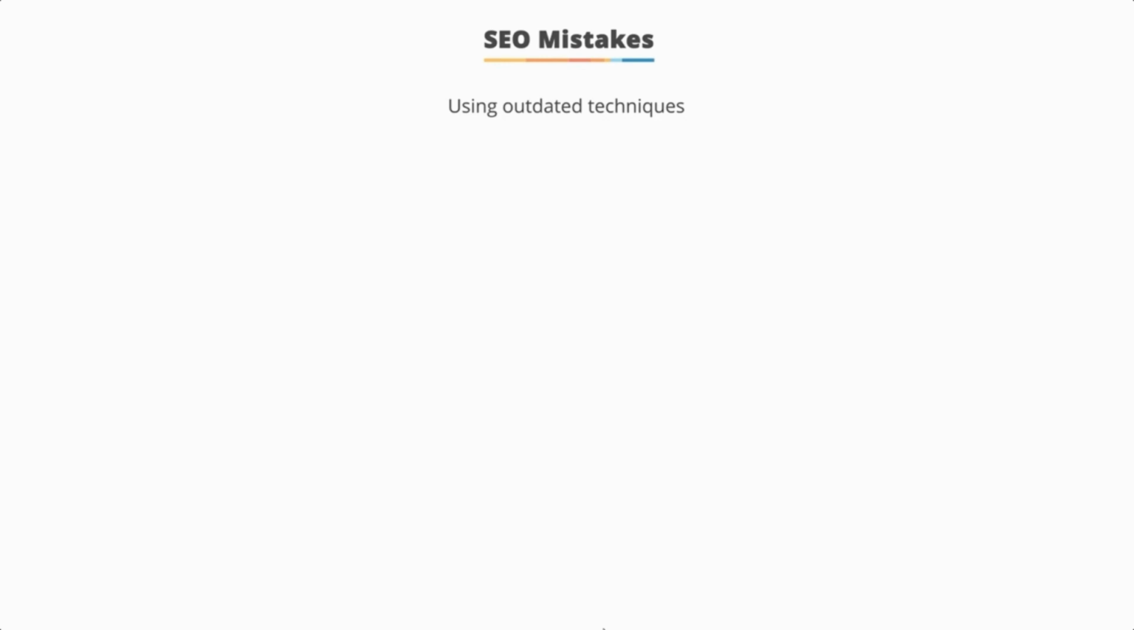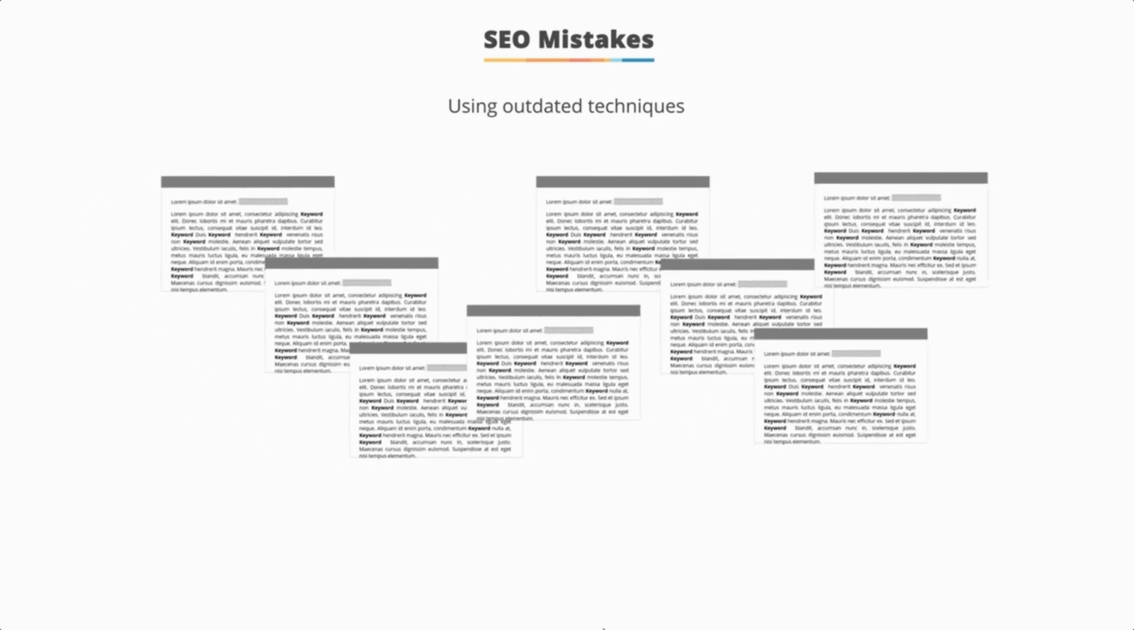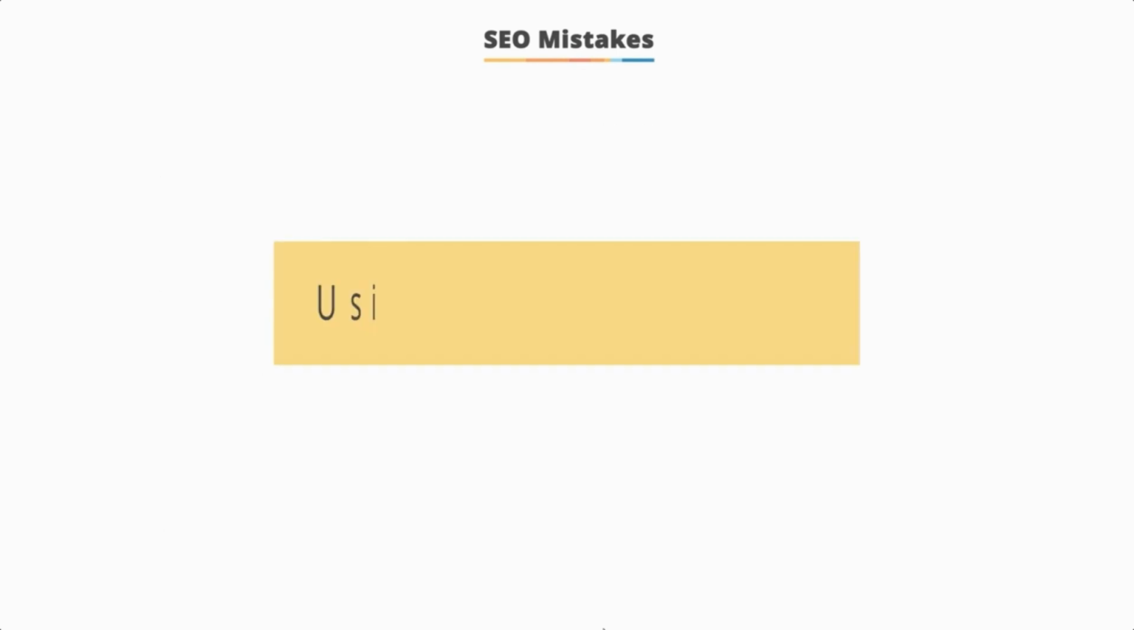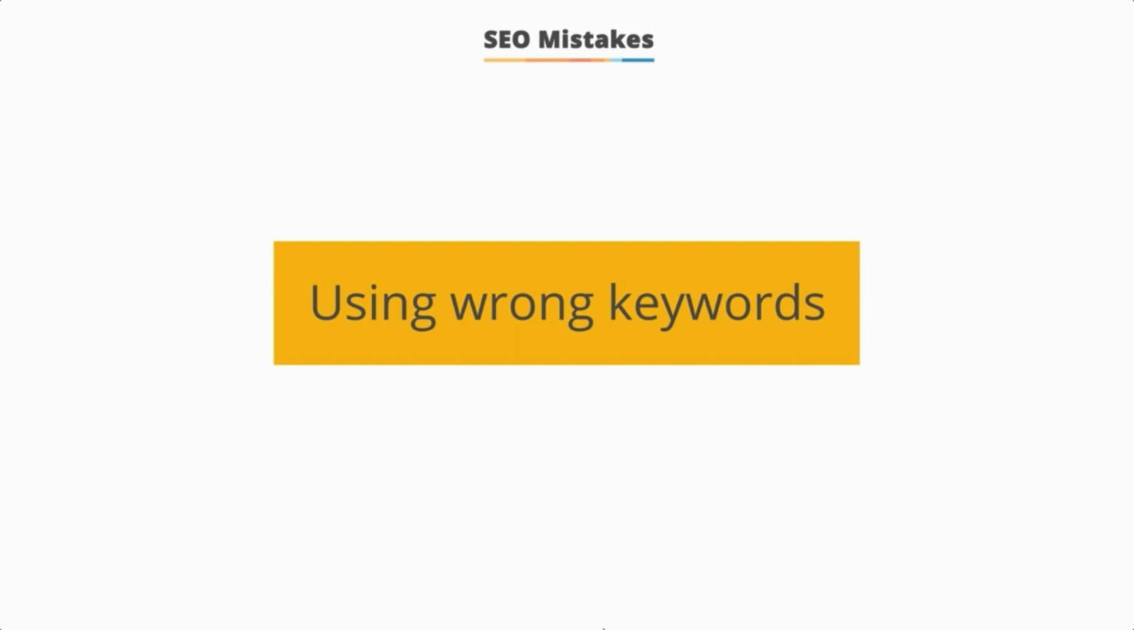Now imagine hundreds of these tips and techniques being published every year for the past 20 years. You see, the internet is full of bad articles promoting SEO techniques that could get you removed from the search engines. Another mistake is using the wrong keyword.